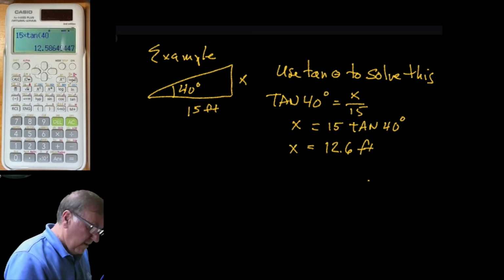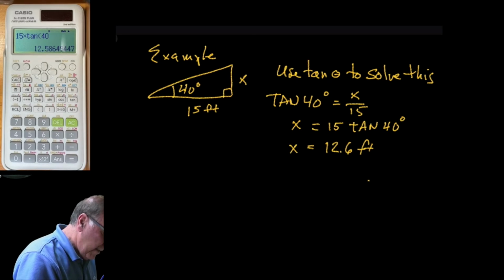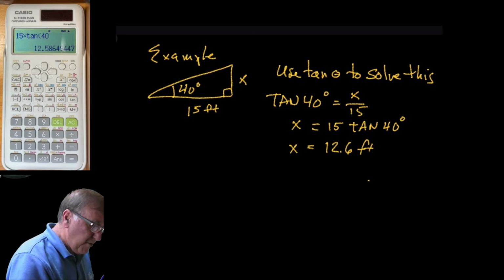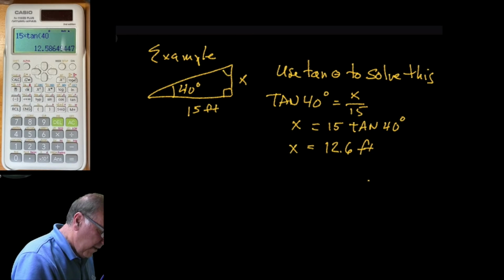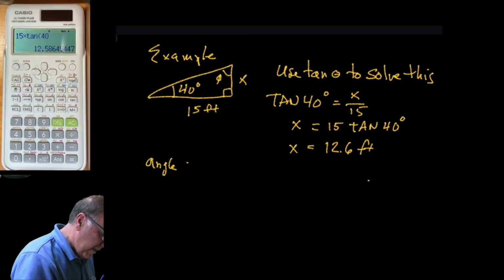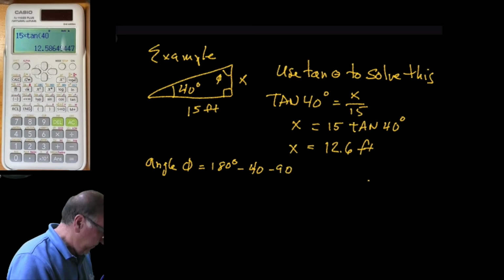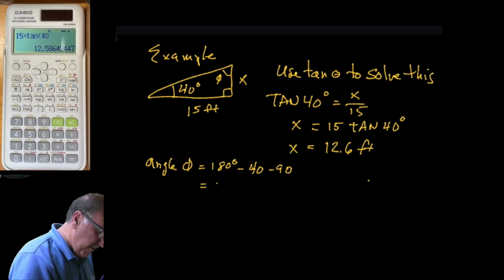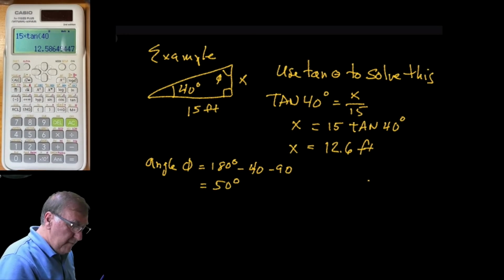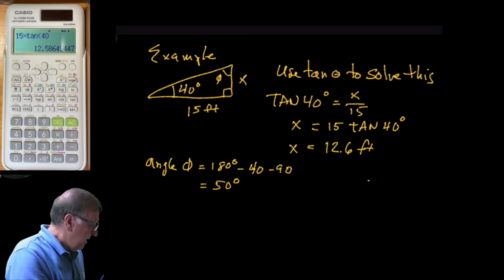Okay, going back to our example here, we know that this is a right triangle, so that's a 90-degree angle. There's another angle here, we'll call this phi. So the angle phi equals 180 degrees minus 40 degrees minus 90 degrees. And that equals 50 degrees. So remember that all the angles of a triangle sum to 180 degrees.